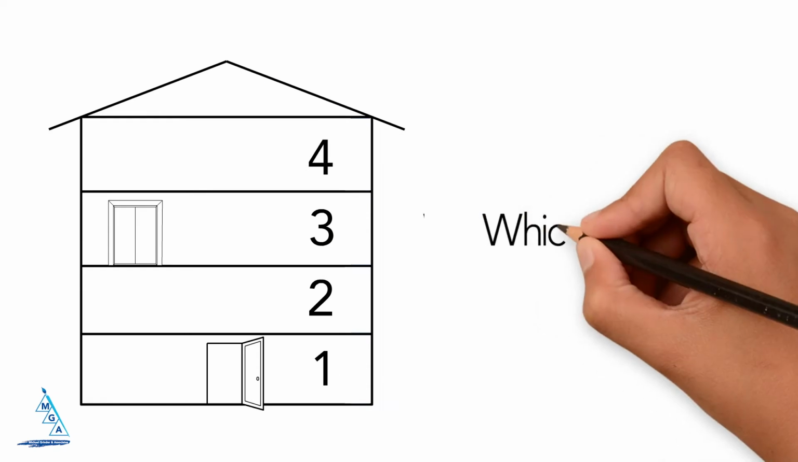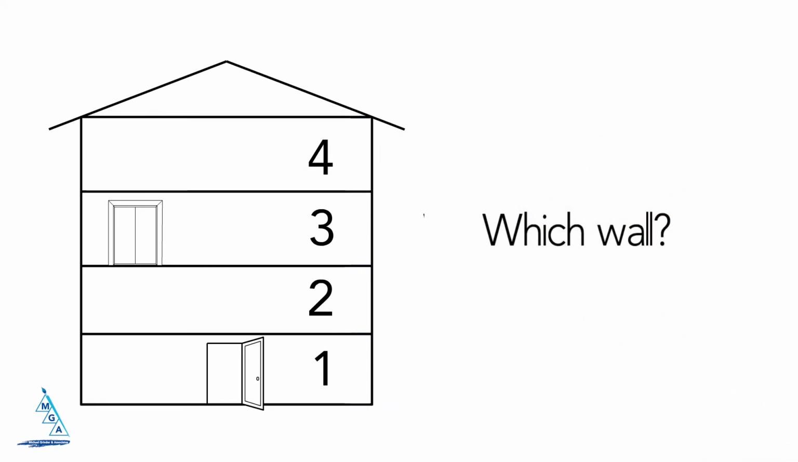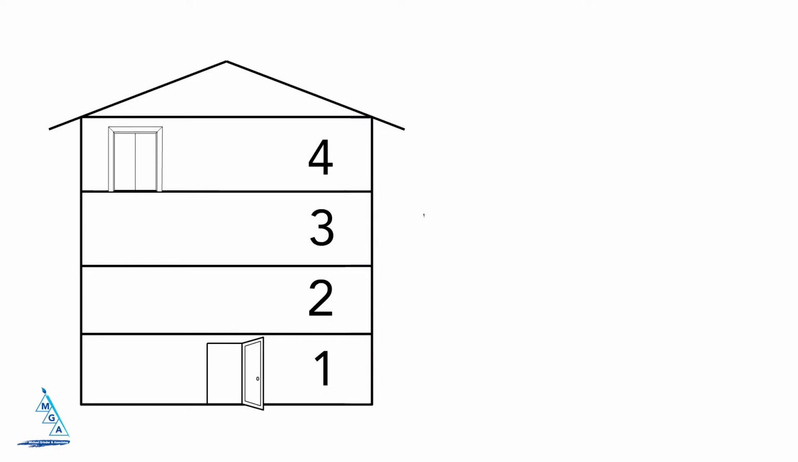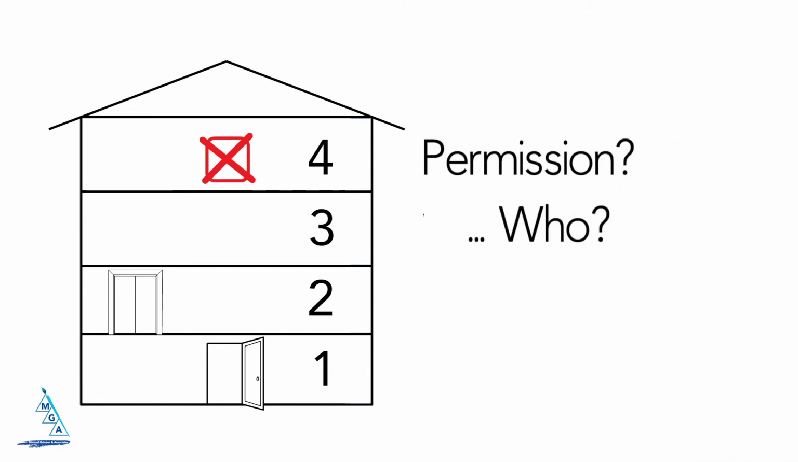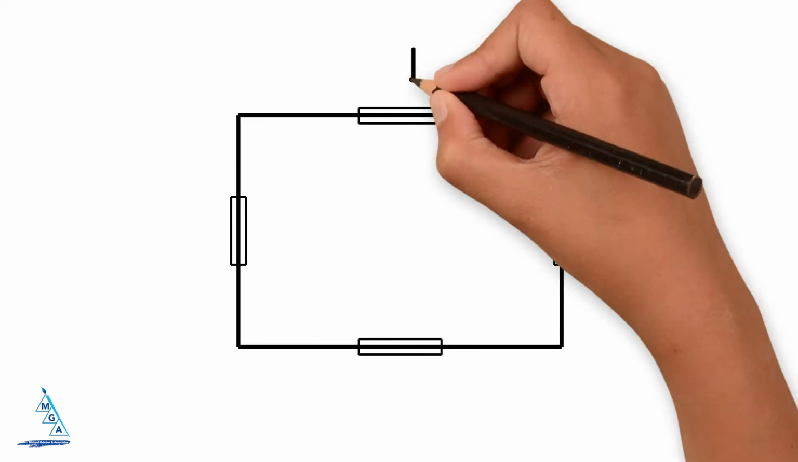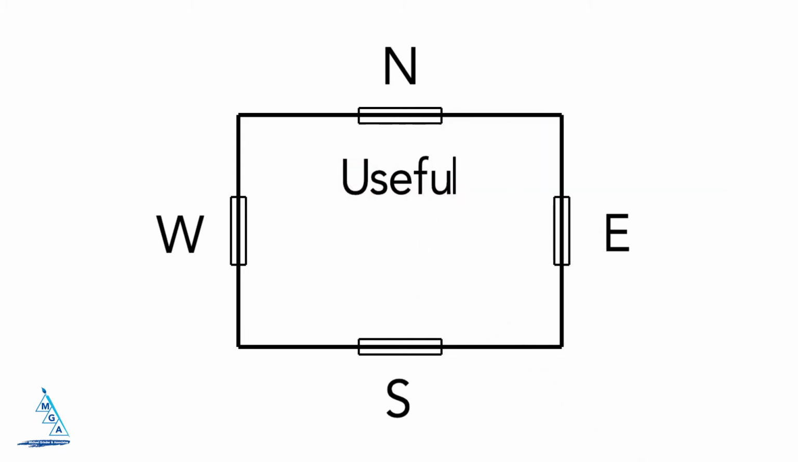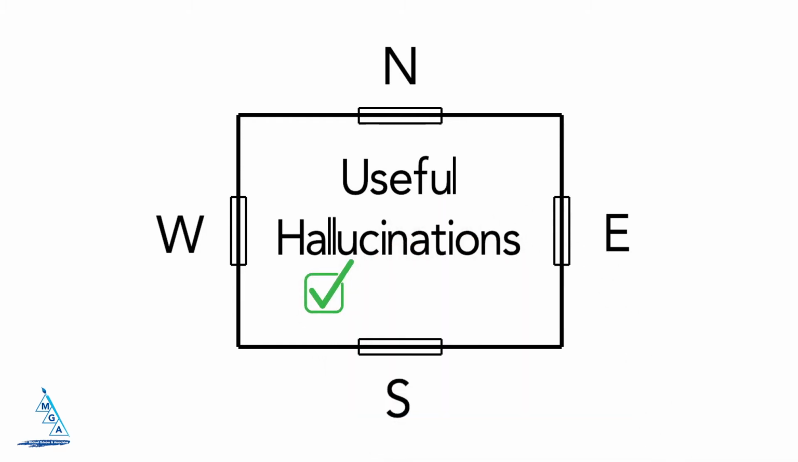Simply put, once you know which wall you want to focus on, then the house is used in the following manner. Go to the fourth floor and ask, do I have permission to respond to the situation? If the answer is yes, go to the second floor to know how to respond. If the answer is no, then ask, who does have permission? The foyer of the third floor has a device that is used for all four walls. It's called useful hallucinations. Since you're going to be doing interpretations on one of the four walls, this device will make you more accurate in your interpretation.